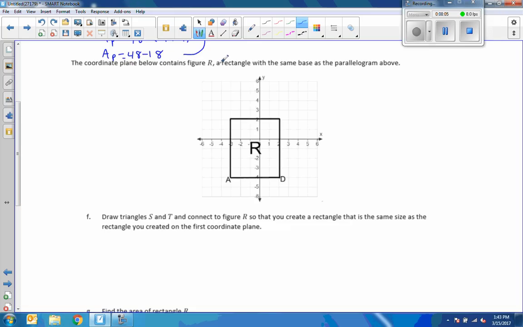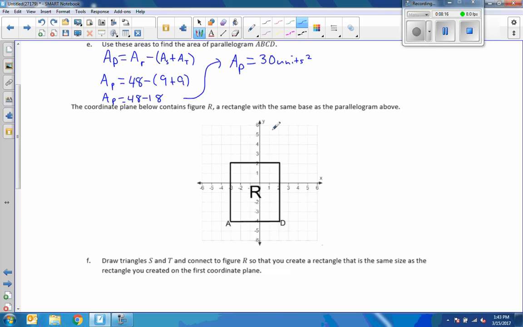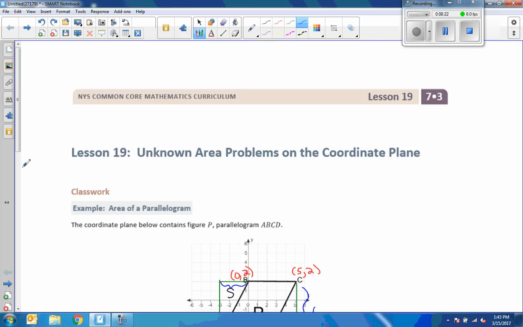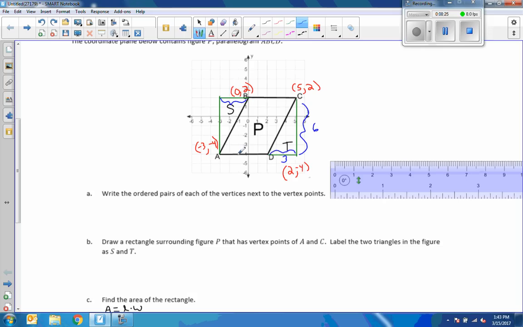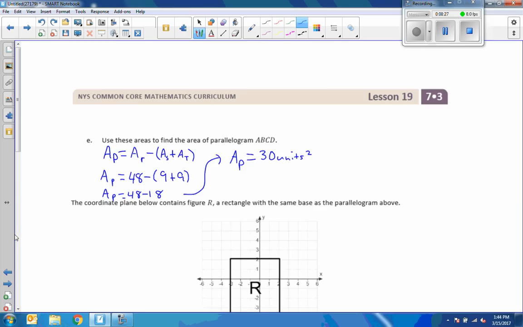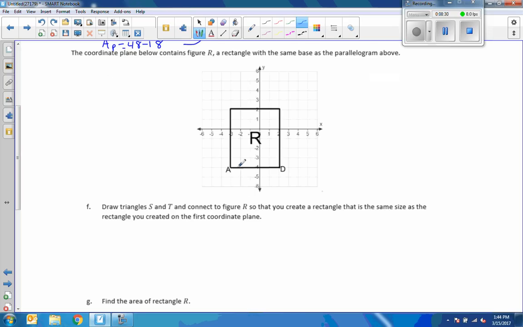Coordinate plane below contains figure R, a rectangle with the same base as the parallelogram above. Okay? So in other words, this has the same base as the parallelogram above. So if I go back to this parallelogram, it had a base of 1, 2, 3, 4, 5. So this rectangle has a base of 1, 2, 3, 4, 5. It says draw triangles S and T and connect figure R so that you create a rectangle that is the same size as the rectangle you created on the first coordinate plane.